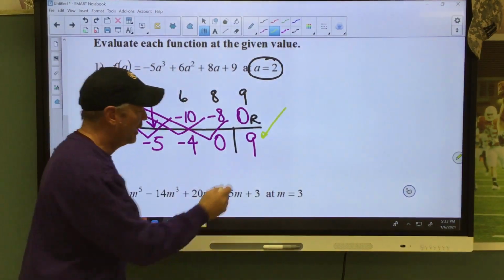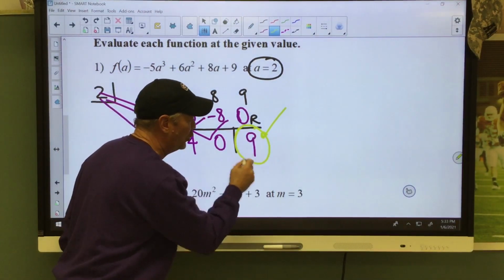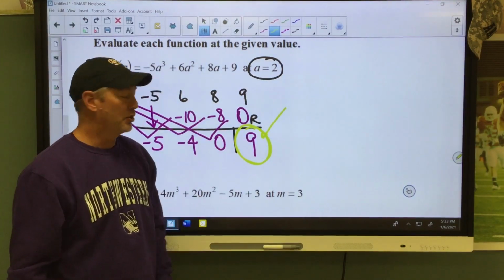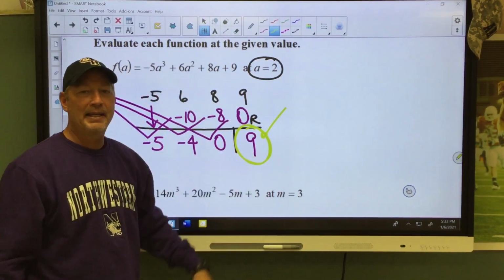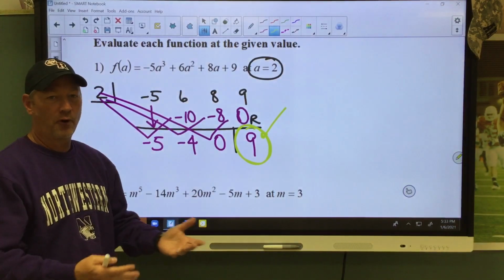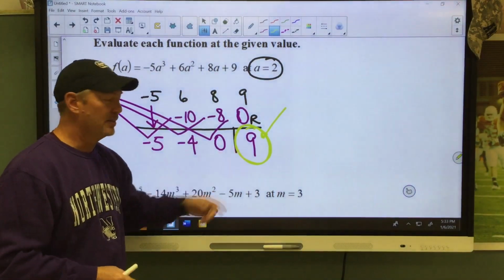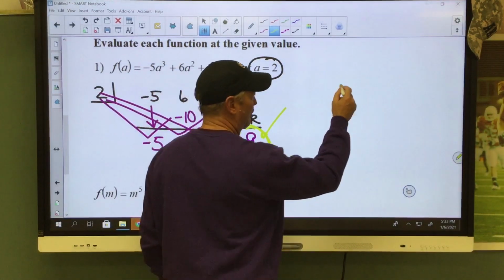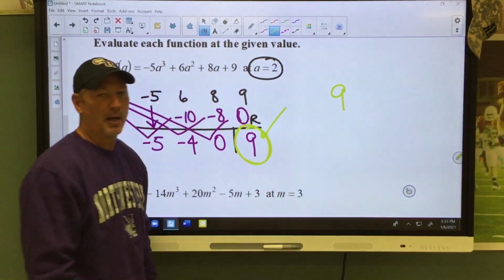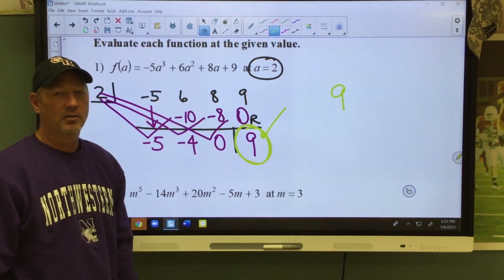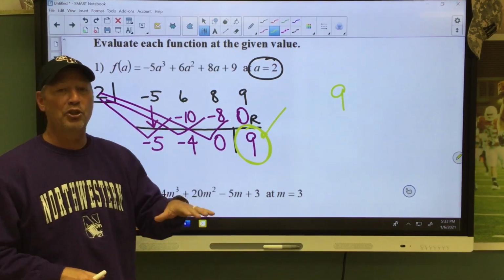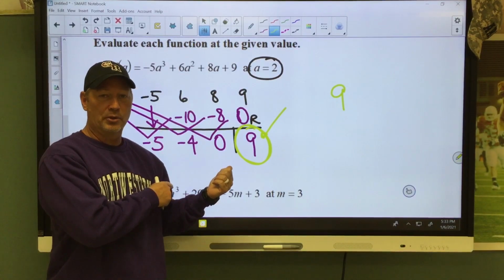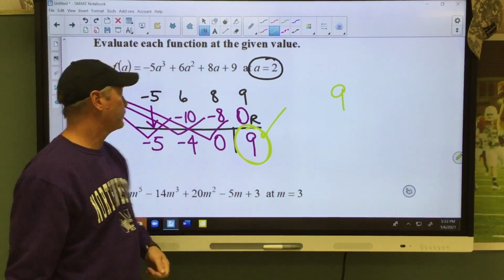That's your answer. When you do synthetic substitution, the remainder is your answer. This is all we need in the blank, or as far as your answer goes. That's it. Only the remainder counts. So you would just say 9. That's my answer. Synthetic substitution. If you could do synthetic division, you've already done synthetic substitution. Let's do one more.